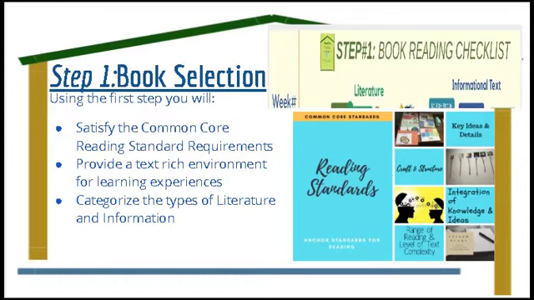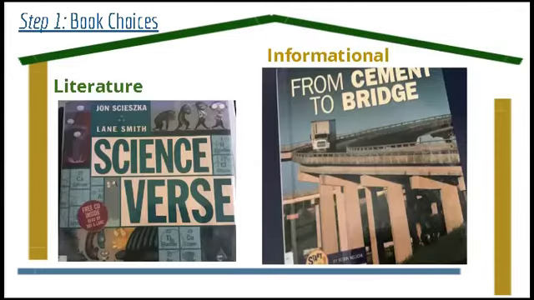Let's start with step 1, the book selection. Here you'll be able to satisfy the Common Core reading standards and create a rigorous selection of books to become acquainted with, also providing your child with a wide range of information. Just a reminder, reading to your child every day builds their vocabulary tremendously. With this worksheet, you'll be able to figure out which book you want to use.